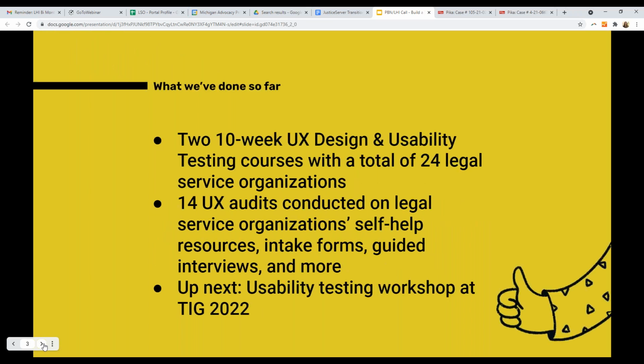The specifics of what we've done: we hosted two 10-week courses focused on UX design and usability testing, which GAP ran and operated. There were a total of 24 organizations, not just legal services but also courts and self-help centers. Many organizations sent multiple people, so probably close to 100 people benefited directly from these 10-week courses. We have created a small army of experts.